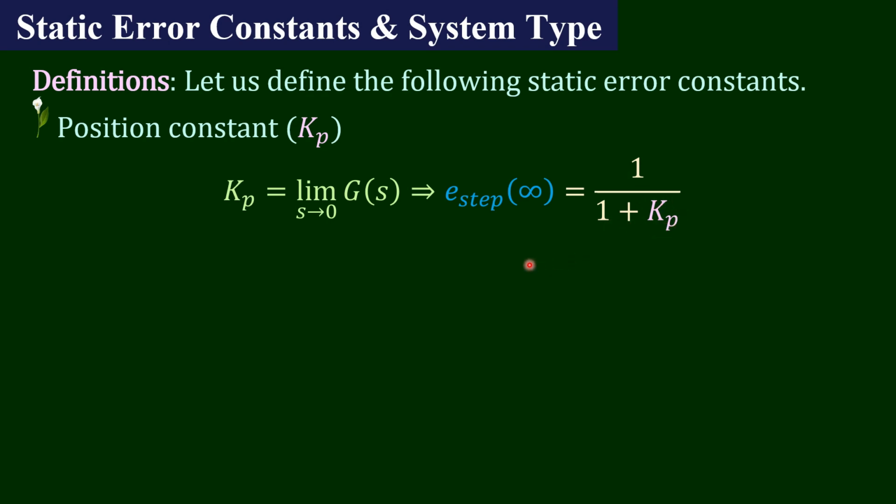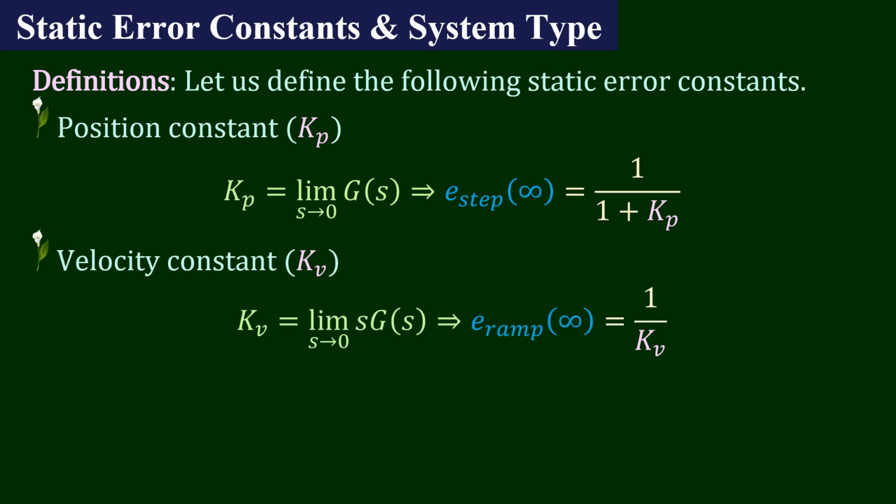Similarly, for Kv, as we studied before, Kv is equal to the limit s tends to 0 of s g of s, and in this case the steady state error for the ramp input will be e ramp infinity, which is equal to 1 over Kv.